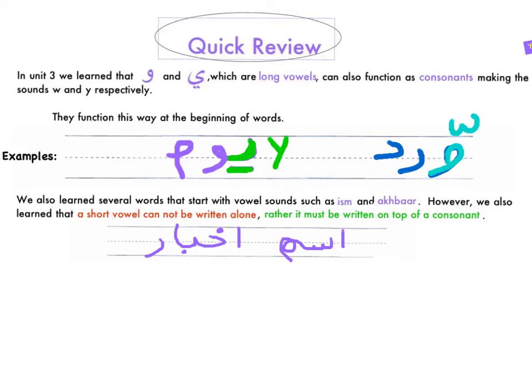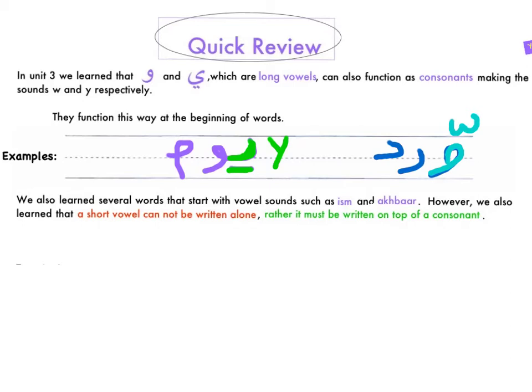However, we also learned that a short vowel cannot be written down alone, rather it must be written on top of a consonant. Now let's take a look at an example showing that the short vowel cannot be written alone. For instance, the word bayt. We have fatha, ba, and we should write it on the letter. It cannot be written again alone. The vowel fatha must be written on a letter, like it is here on the letter ba.